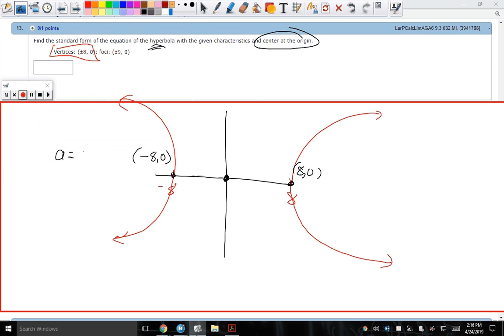8. Good. And now the foci are basically the light bulbs of these branches. They're going to lie at negative 9 and positive 9. Okay? So that means c is what? 9.